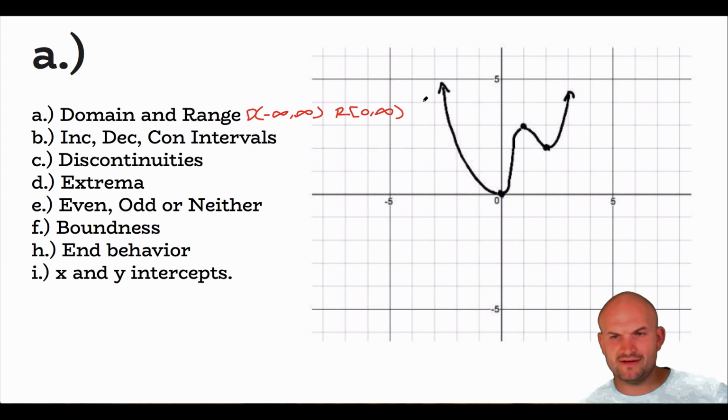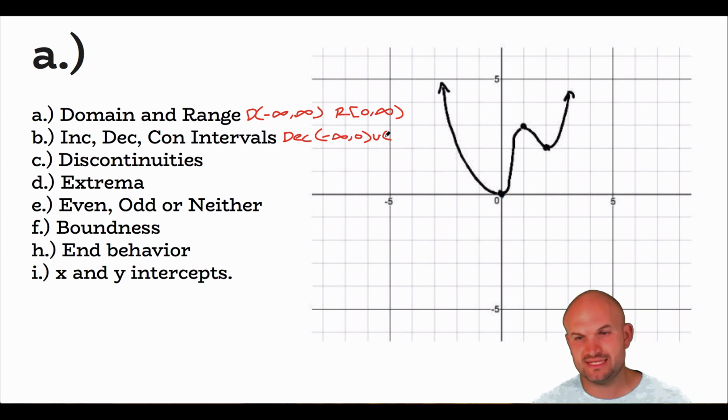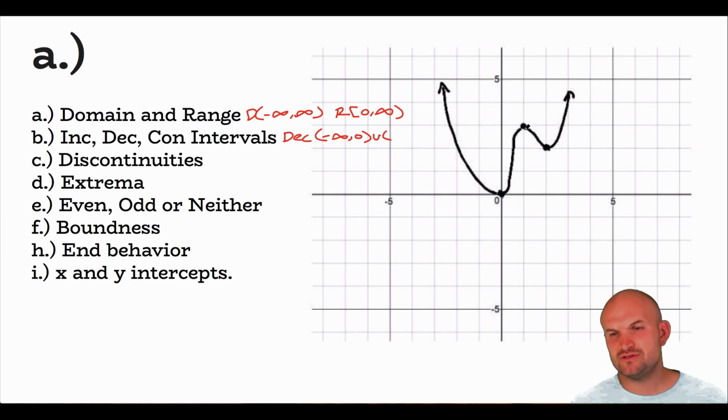So we can see from -infinity to 0, as I'm moving from left to right, the graph is going down. So I'm going to say for my decreasing values, let's do that first. That's going to be -infinity to 0. And there's another one, so I'm just going to use a union symbol to connect them. A union is just bringing them together. It's also going down from 1 to 2. And again, that's the x value, 1 to 2.